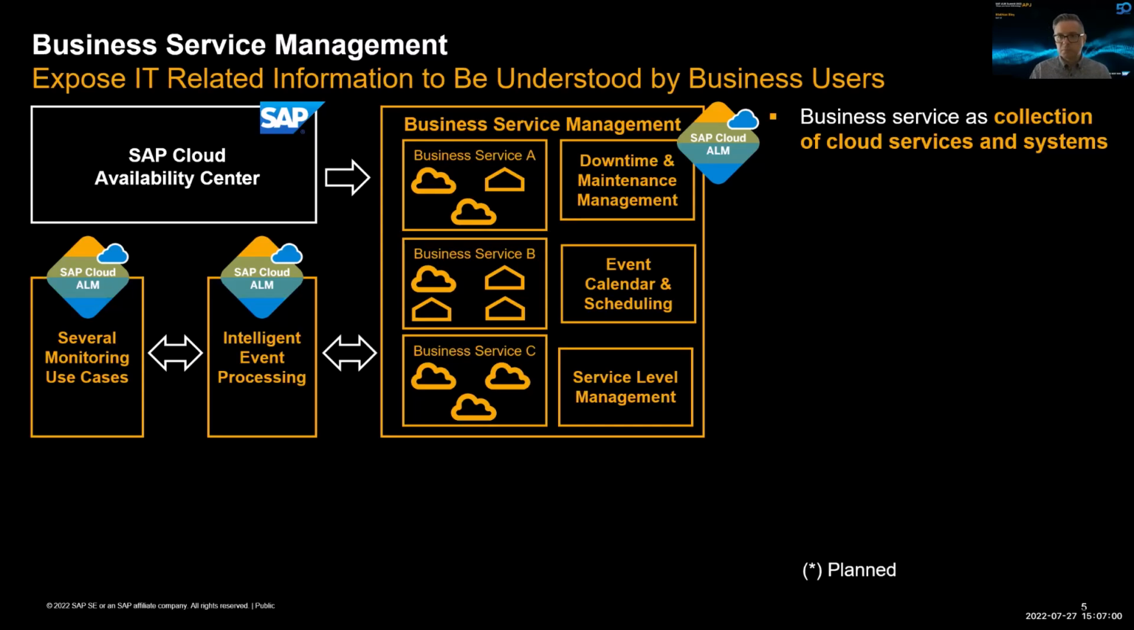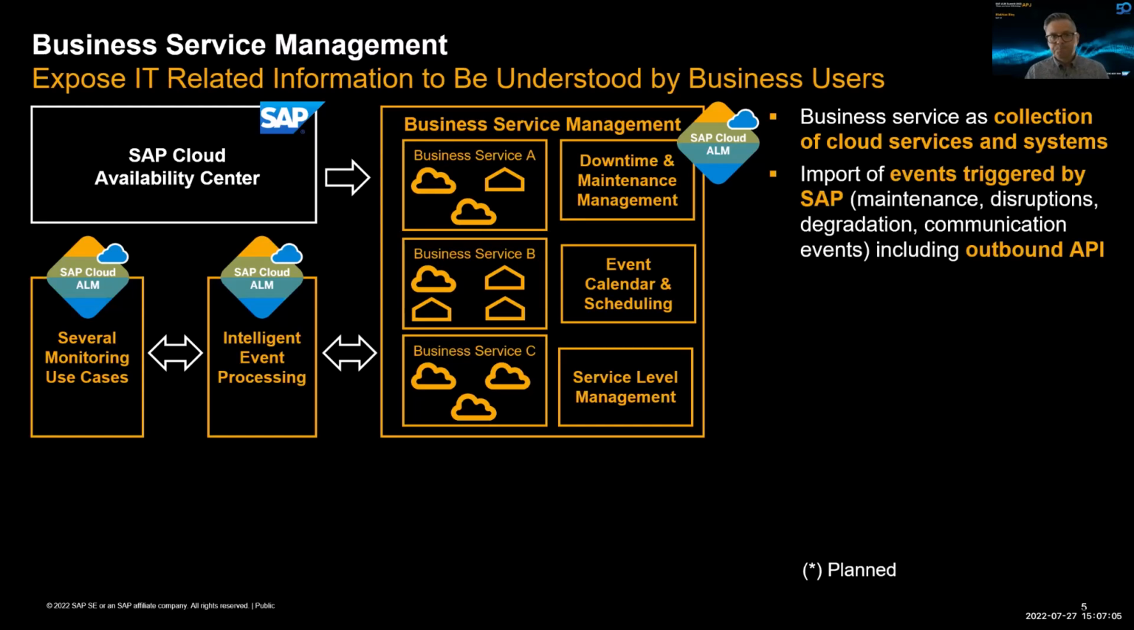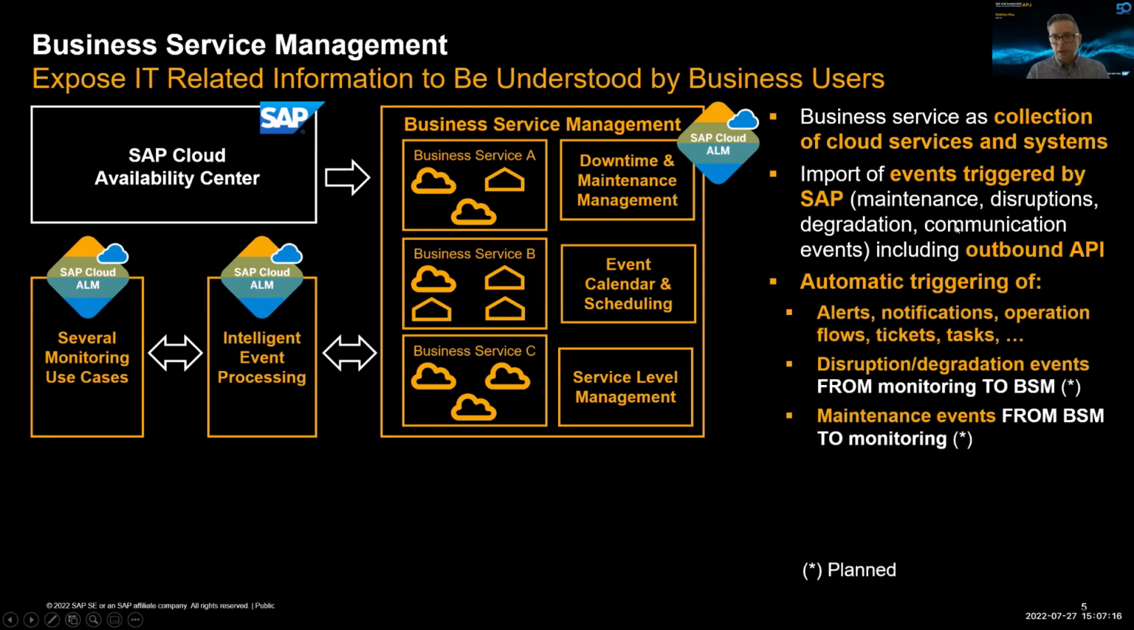So the capabilities we have in business service management are that we create business services as a collection of cloud services and systems. And we import the events which are triggered by SAP. As I said, maintenance, disruption, degradation, communication events. And then from that, we are able, as a follow-up action, to trigger notifications, operation flows, alerts by the integration of IEP. And these two use cases, you see here the stars, what is currently planned is also to have information from monitoring use cases in business service management.